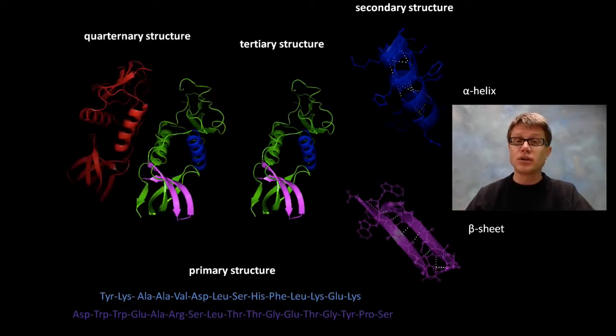And then finally we have quaternary structure. Maybe we have this one polypeptide together, or this protein together with another protein. So hemoglobin is an example of that, made of a number of different subunits.